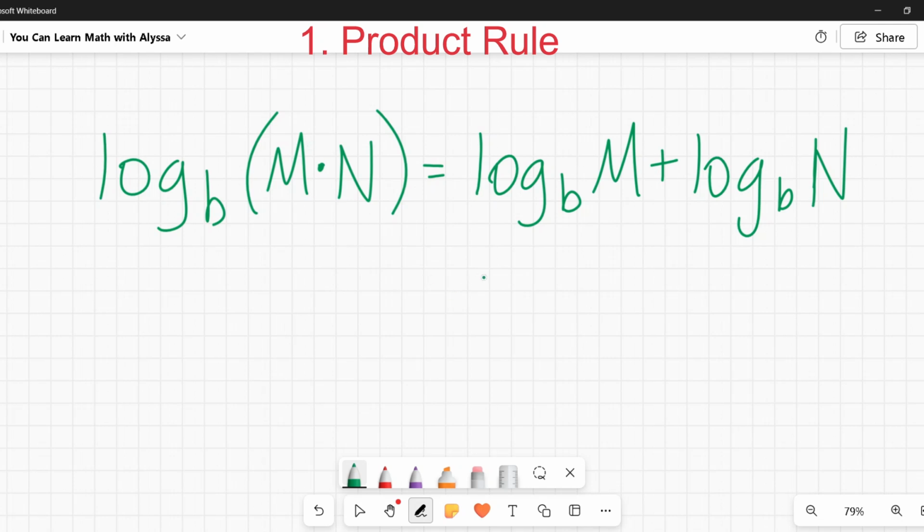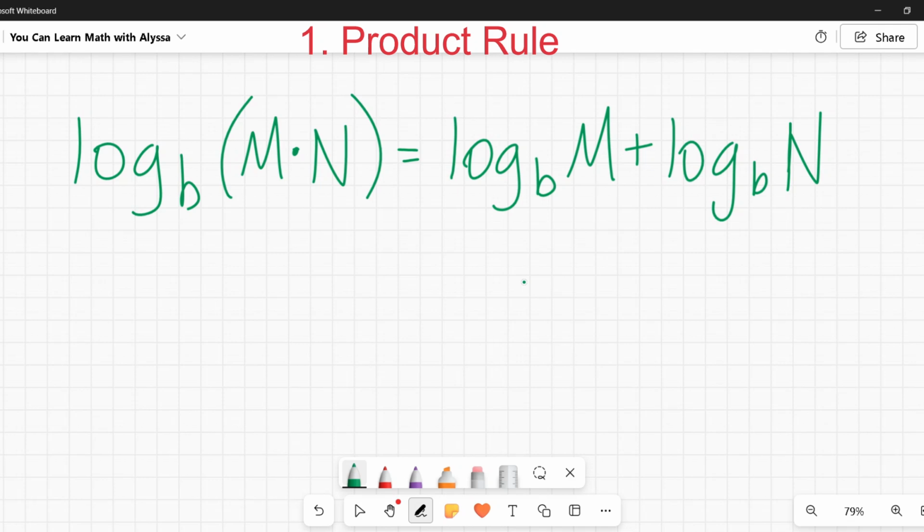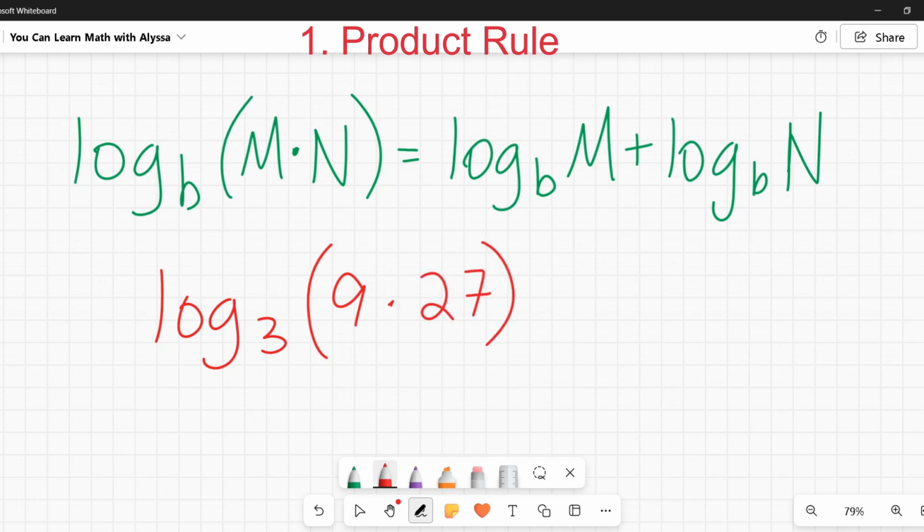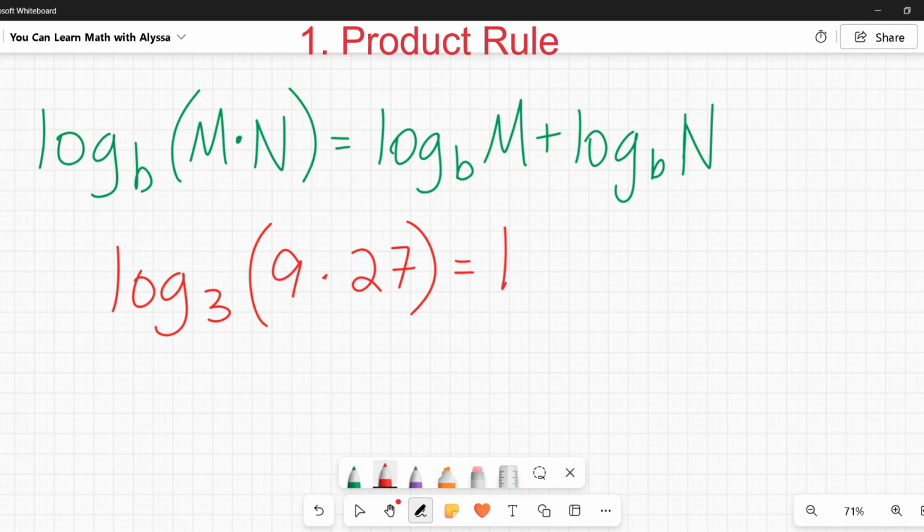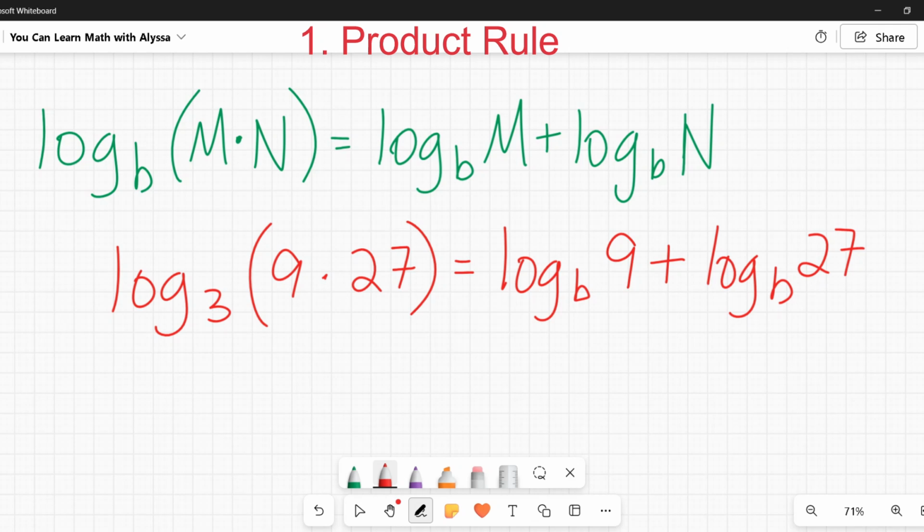Okay, so log base b of m times n, the product rule. This is how you're going to use this. If I was given log base 3, and let's say it was 9 times 27, I can split this up, and sometimes you'll have a problem that will let you do that, to say log base b of 9 plus log base b of 27. And these problems you're going to get are likely to use, a lot of times, a combination of these rules. It's like a puzzle, and you have to use different rules in order to get the final answer to solve the puzzle.